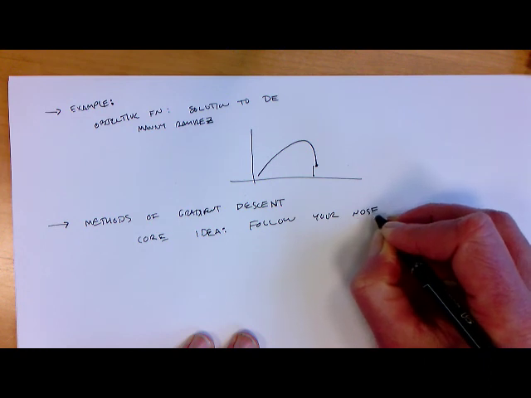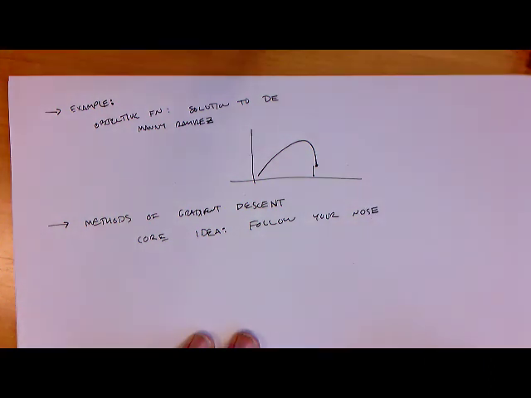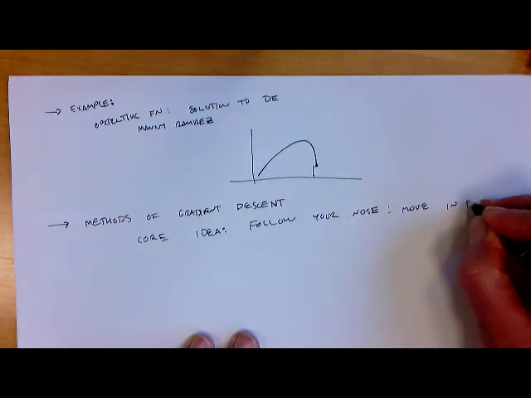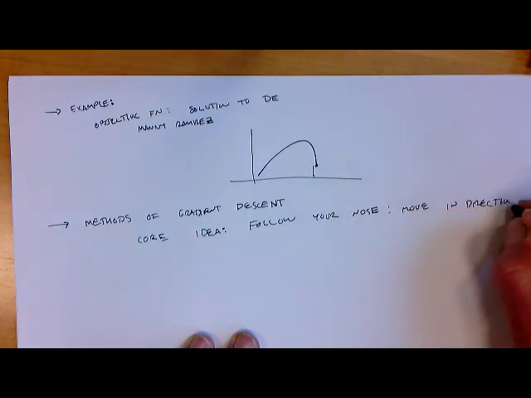So the core idea of gradient descent is a follow-your-nose idea, which is to say that at each point when you ask the question, what direction should I move, the answer is you should move in the direction that's going to result in the fastest change. So would that be the gradient? That would be the gradient.